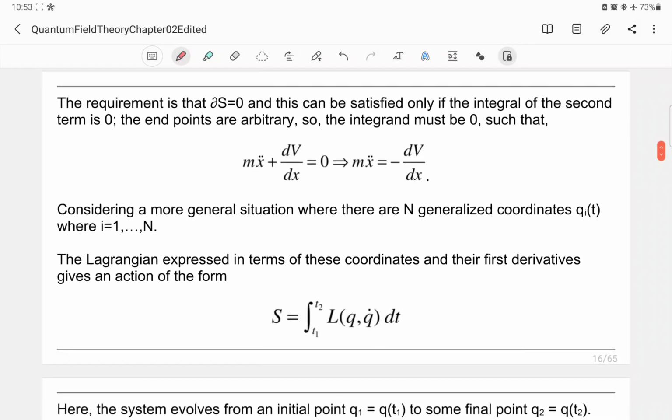So we're able to derive the second law of motion of a particle in classical mechanics. This one.